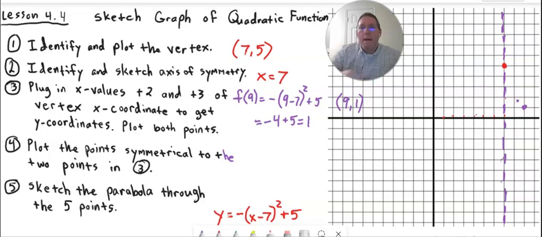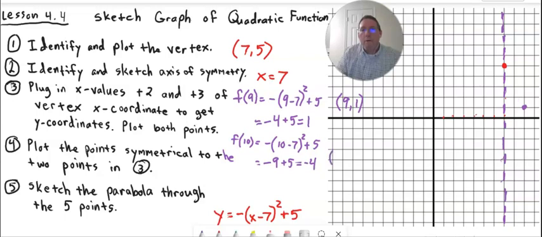Okay, great. And now let's identify f of 10, because this is now 7 plus 3. So f of 10 is going to be the negative of 10 minus 7, and then we're going to plus 5. Okay? And then, so 10 minus 7, that's 3. Oh, I forgot the square. 10 minus 7 is 3. 3 squared is 9. So we have negative 9 plus 5. Negative 9 plus 5 is negative 4. And so the point we're looking at here is going to be 10 and negative 4.